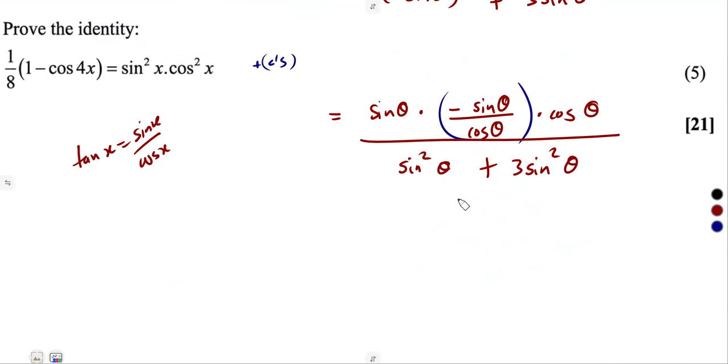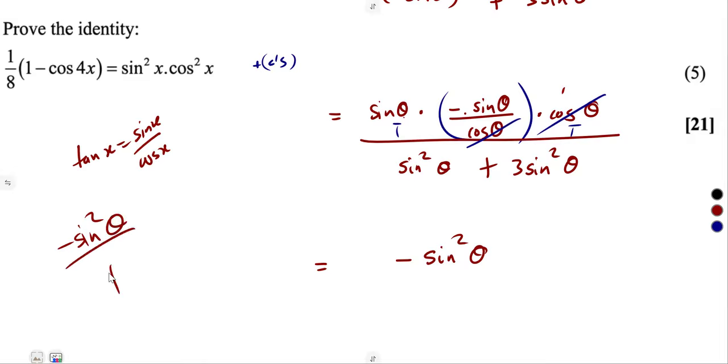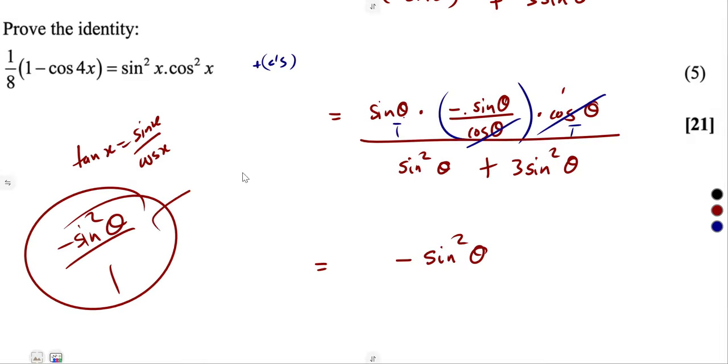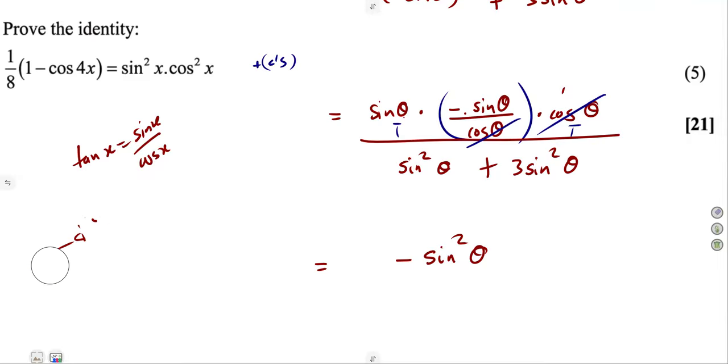As we have got a fraction, this is the same as over 1. So the cos and the cos are going to cancel. So we are left with the product. This is sine theta times minus sine theta, which is going to give us minus sine squared of theta over 1. But guys, dividing by 1 is simply going to give us this as it is. There is no effect of that 1.